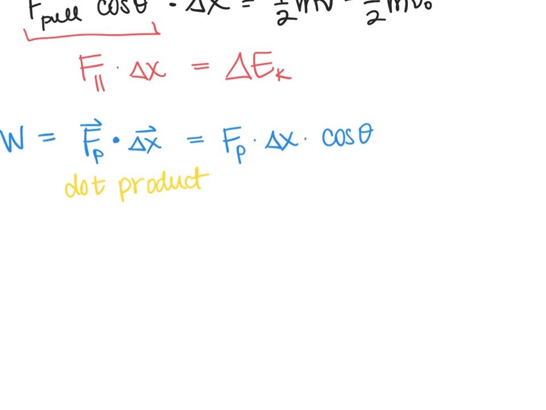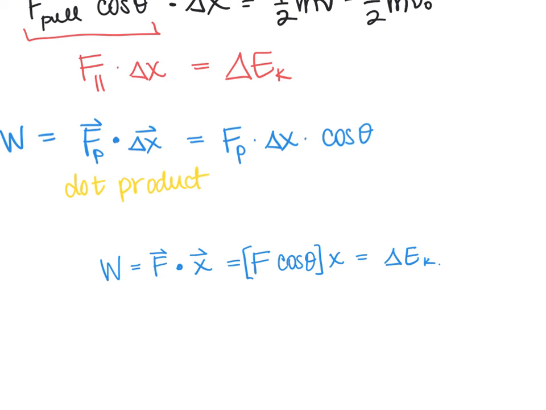So overall, what we get is that the work done by a force is the dot product of the force and the change in position, or the position vector, and that would be the force that is parallel to the change in position. So the cosine of the angle between x and the force, times x, and that work causes a change in kinetic energy.